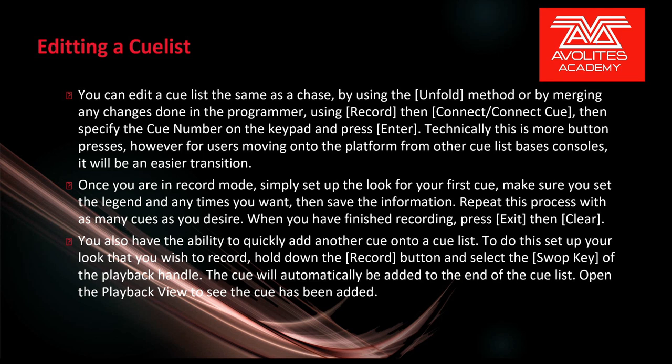Once in record mode, you simply set up the look for your first cue. Make sure you set the legend at any times you want, then save the information. Repeat this process with as many cues as you desire. When you're finished, press Exit and Clear.